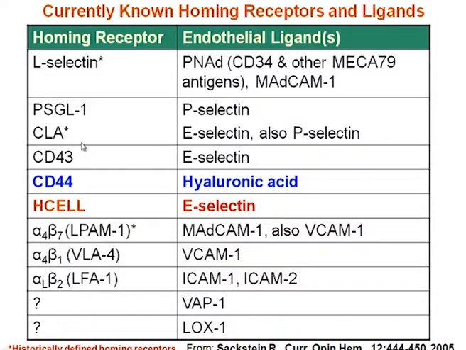But I want to point out here this molecule CD44 and another molecule that's called H-cell. H-cell is a specialized carbohydrate modified form of CD44, whereas CD44 will bind to hyaluronic acid and function as a homing receptor. H-cell, its glycosylated counterpart, which is specialized to bind E-selectin, will seek out E-selectin.